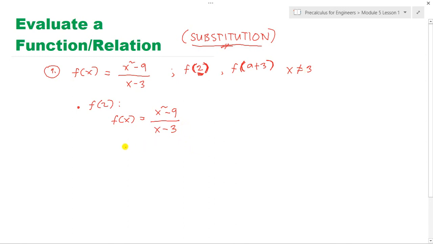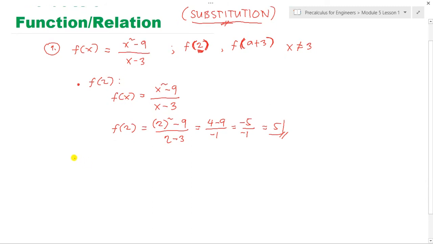Substitute, class, because we know that we have f of 2. So f of 2 is just equal to 2 squared, because we just substitute the value of our x here, 2 squared minus 9 all over 2 minus 3. Here 2 squared is 4 minus 9, 2 minus 3 is negative 1, then 4 minus 9 is negative 5 all over negative 1. The answer is 5. So therefore our f of 2 in this rational function is equivalent to 5.